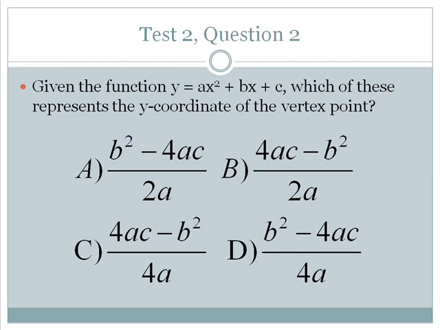So suppose we have a quadratic function, y equals ax squared plus bx plus c. My question was, which of these represents the y-coordinate of the vertex point? Obviously this is a quadratic function, so it'll have some vertex. What is the y-coordinate of that vertex? Of course, it will be in terms of a, b, and c. So I have 4 choices here. Some of them might look more familiar than others, but it's up to students to determine which of those represents the y-coordinate.